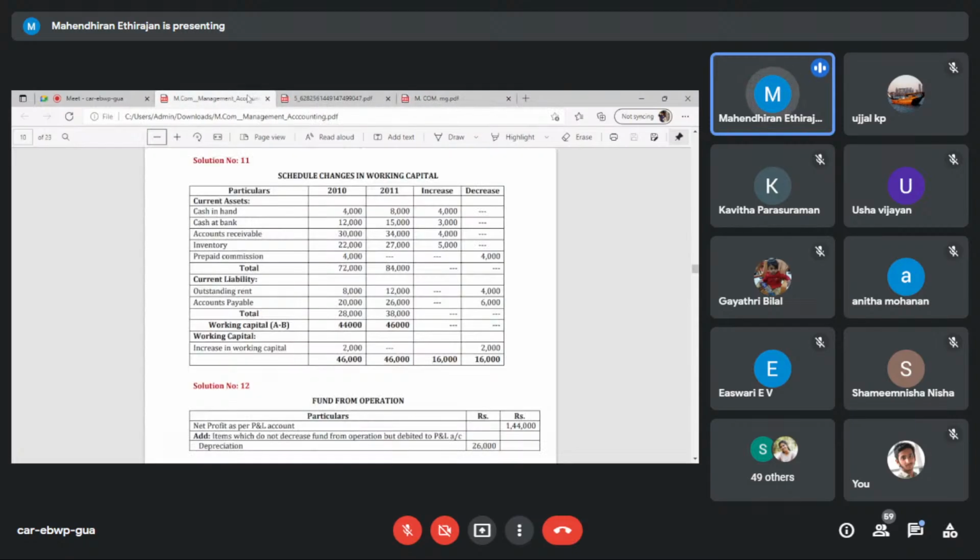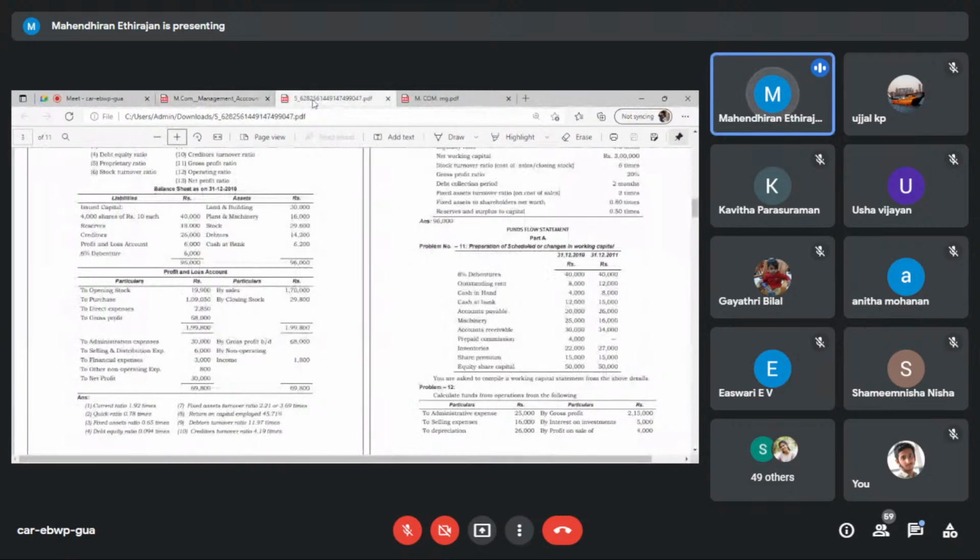Okay, this is over. Problem number 11 is over. They have only a schedule of changes in working capital. Now we want to prepare it. We will go for that next. Anybody have any doubt? Okay. Look at problem number 12.